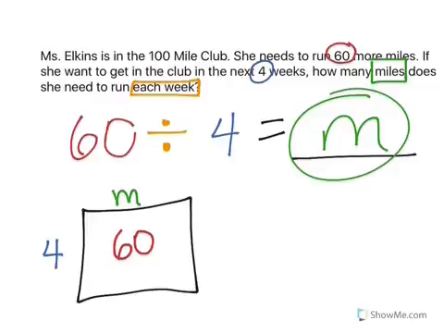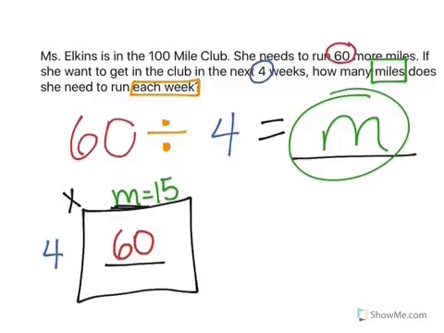Using this model, it shows me that I can use multiplication or division. Since multiplication is the inverse operation of division, I'm going to use that. 4 times what number, or M, is going to get me to my answer of 60? Since I know my math facts, I know that M is going to equal 15. 15 times 4 equals 60.